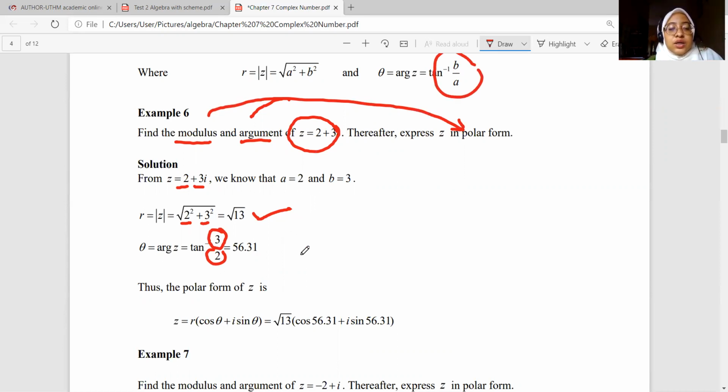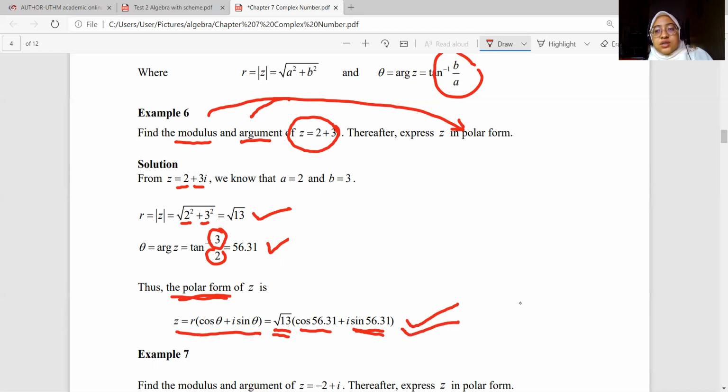When we have the r and the theta, we have to substitute them into the formula of polar form. The formula of polar form is r times cos theta plus i sin theta. So r is square root of 13, cos 56.31 plus i sin 56.31. So this is the final answer.